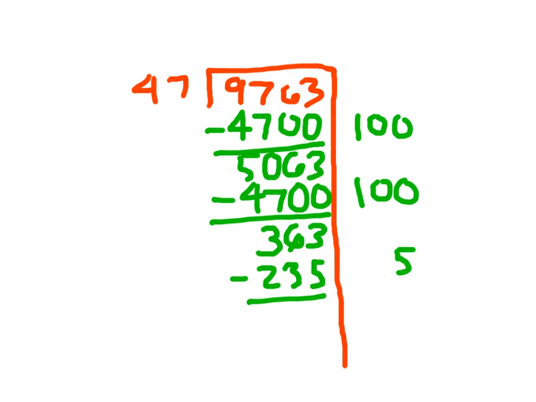6 becomes a 5. 3 becomes 13. 13 minus 5 is 8. 5 minus 3 is 2. And 3 minus 2 is 1.